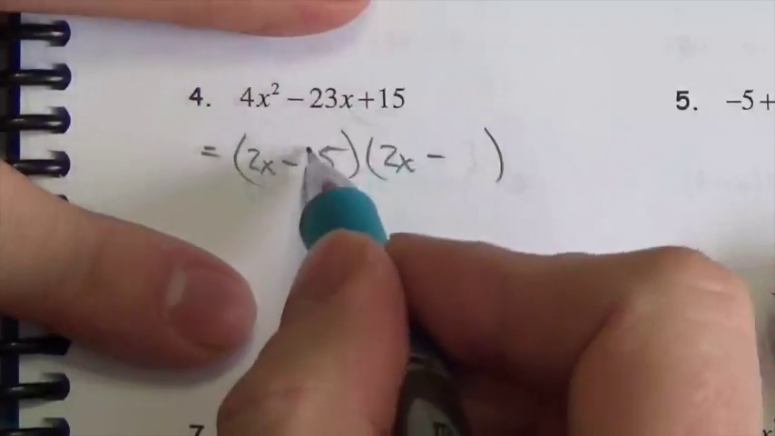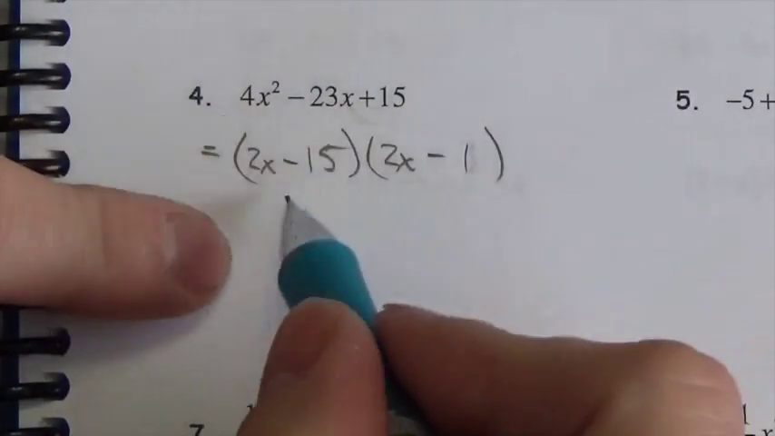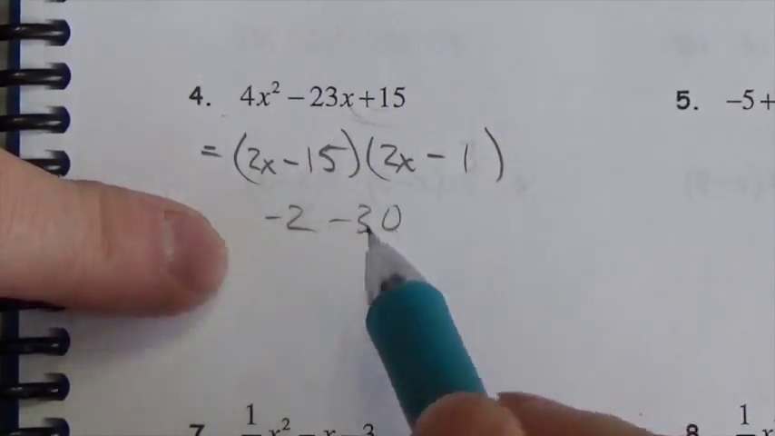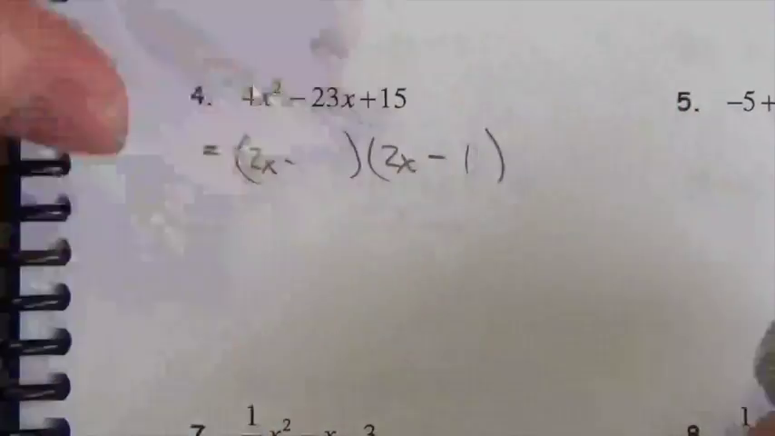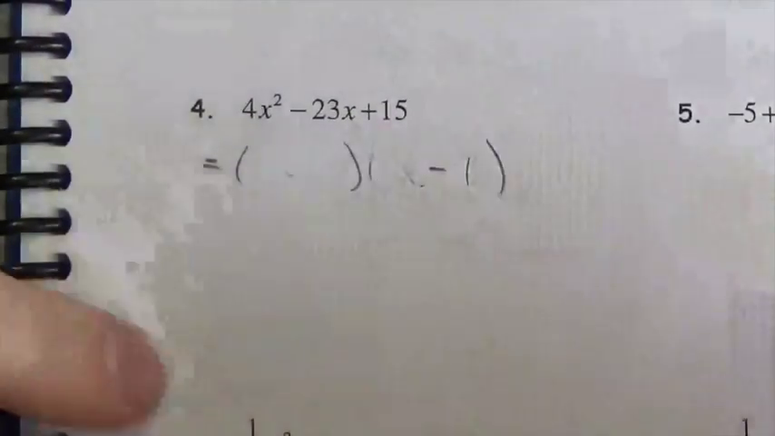Let's try this. Maybe it was 15 and 1. Okay, who knows? 2 times negative 1 is negative 2. Negative 15 times the 2 is negative 30. Okay, well, that's not going to get me that negative 23 either. So what that means is that it was my first guess, thinking that 4 broke apart into 2 and 2. That was the problem. Okay, oops, I'll clean this right up here.